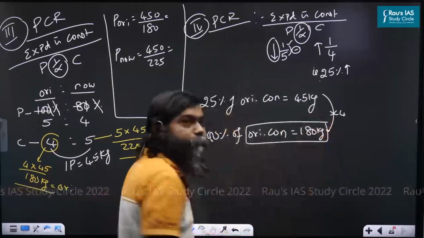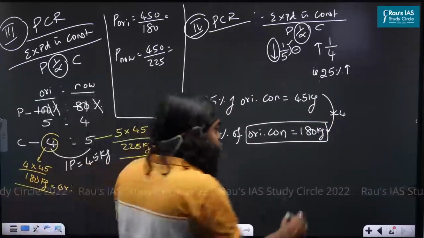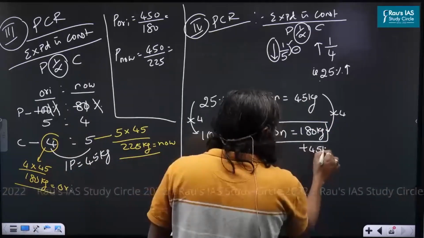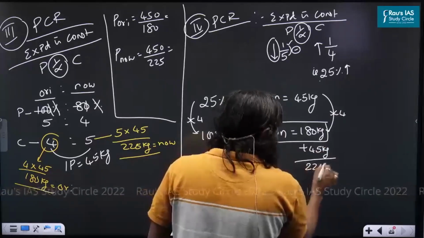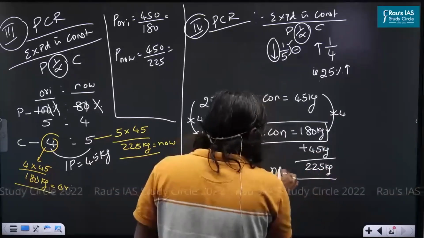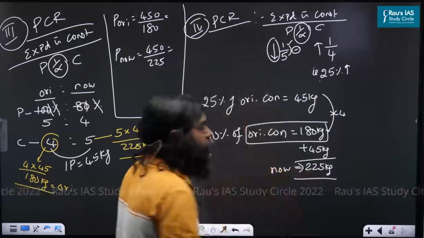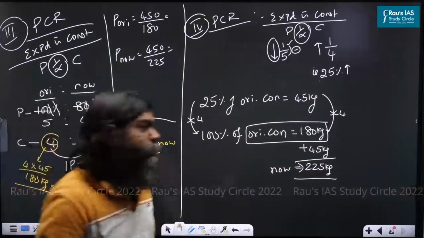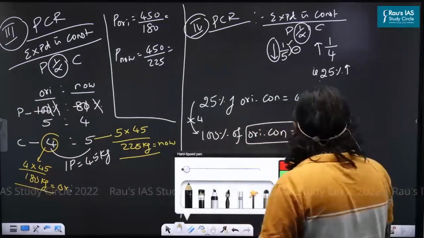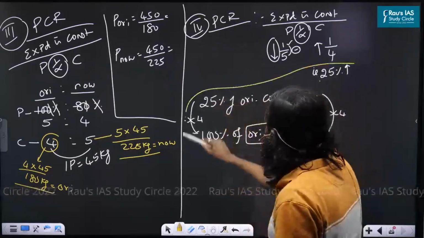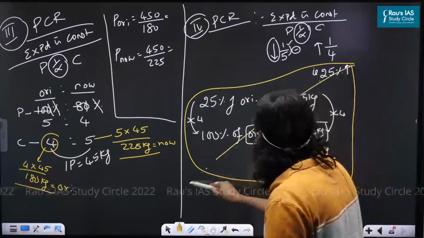All are getting? What is the new consumption? Plus 45 kg, that is 225 kg. That is the new consumption. All understood. But I am not going to write like this, so from here onwards, I am removing this.